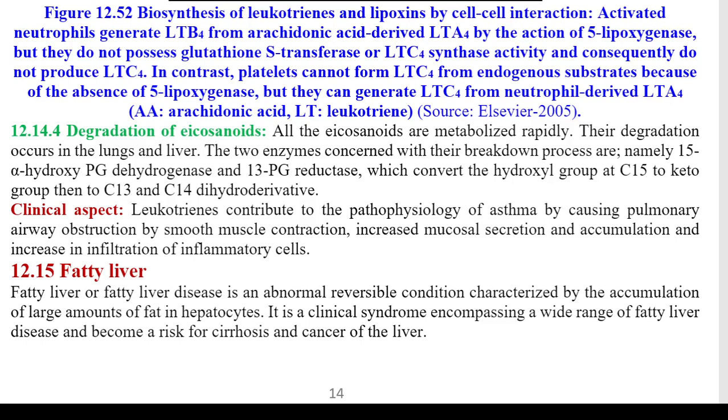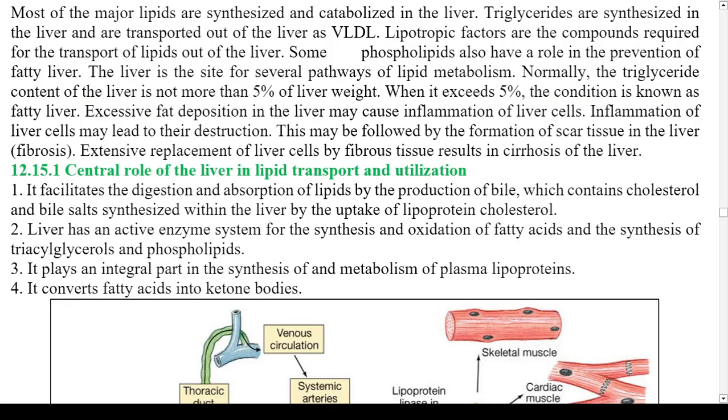12.15 Fatty liver. Fatty liver or fatty liver disease is an abnormal reversible condition characterized by the accumulation of large amounts of fat in hepatocytes. It is a clinical syndrome encompassing a wide range of fatty liver disease and becomes a risk for cirrhosis and cancer of the liver. Most of the major lipids are synthesized and catabolized in the liver. Triglycerides are synthesized in the liver and are transported out of the liver as VLDL.